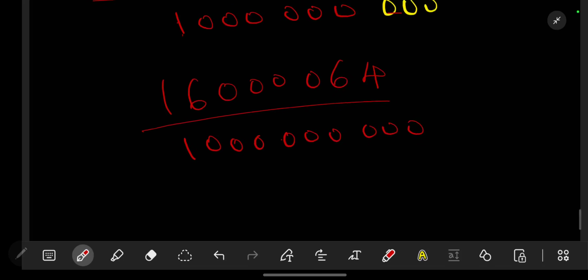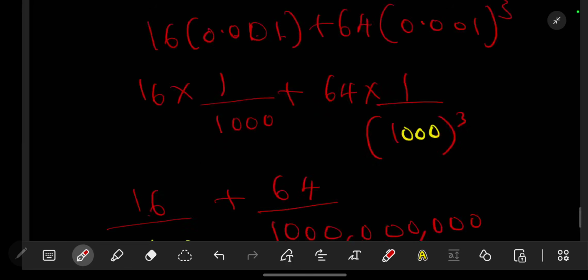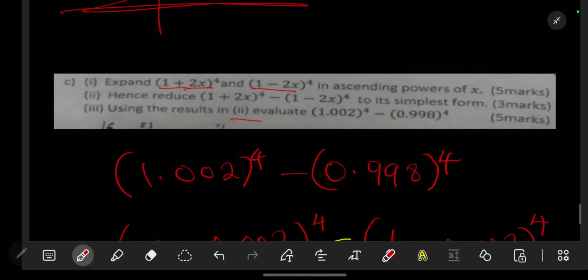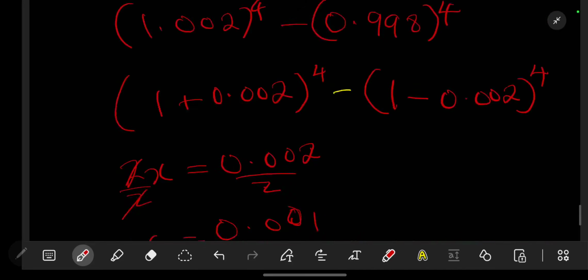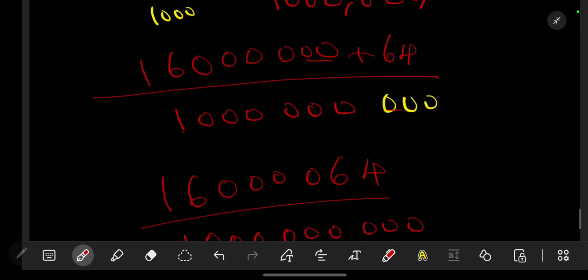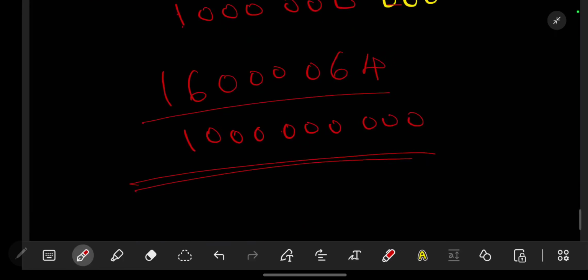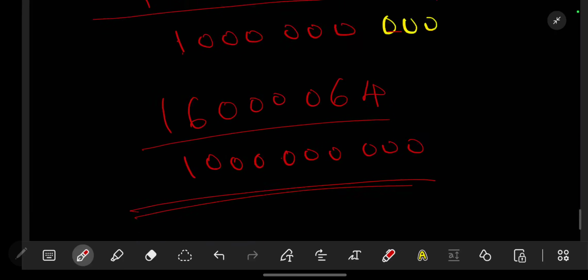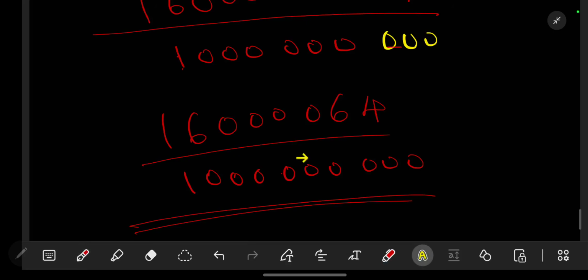So this is the value. You can even leave it like this. What have they said? Using the results, evaluate. You can even leave it like this. But in any case, we can just finish it. But yeah, it's still okay just leaving it like this.